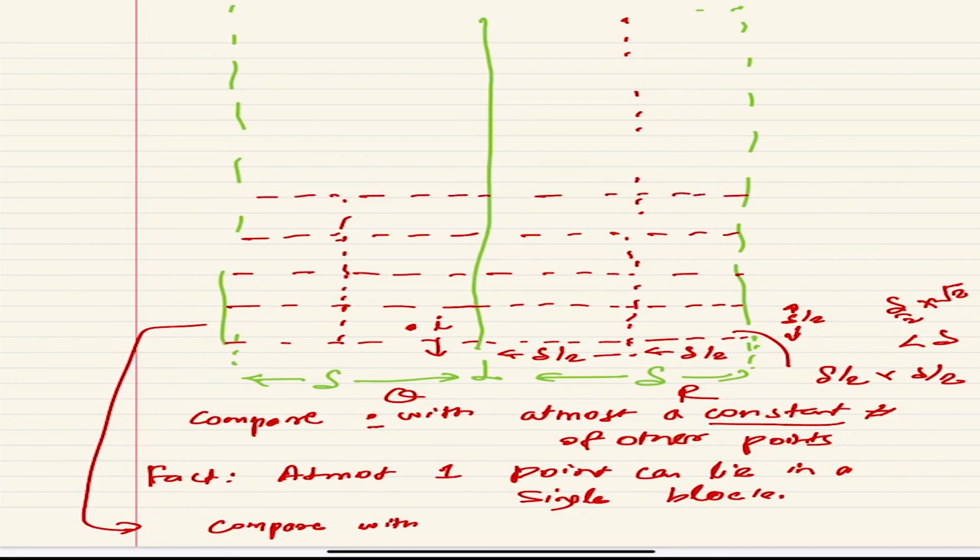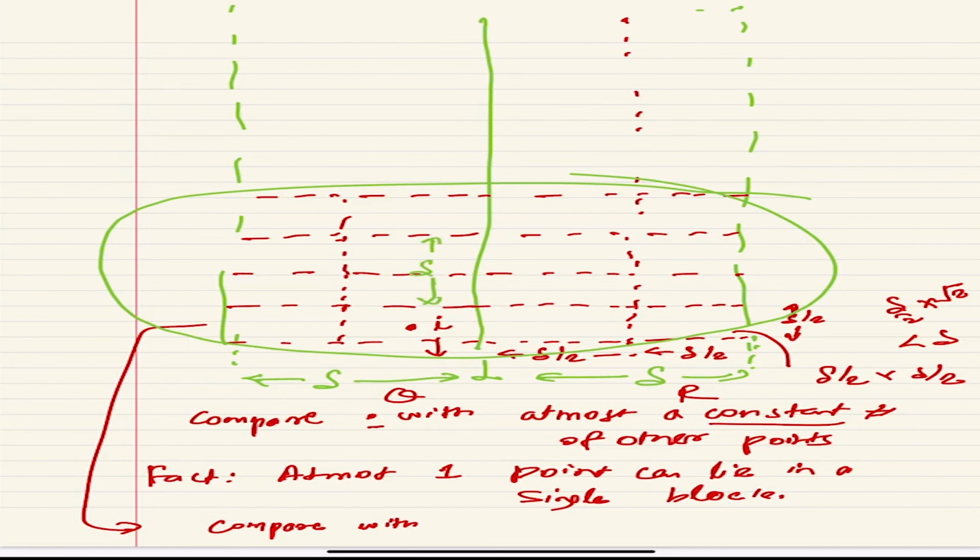Because I'm doing blocks, if I play totally safe, I don't have to go beyond this grid, because this is delta. So how many points are there in the grid? There are 1, 2, 3, 4, 5, 6, 7, 8, 9, 10, 11, 12, 13, 14, 15, 16. 4 cross 4, 16 points, and 1 is just where this point lies. So there are 15 other points. So compare with at most 15 other points.